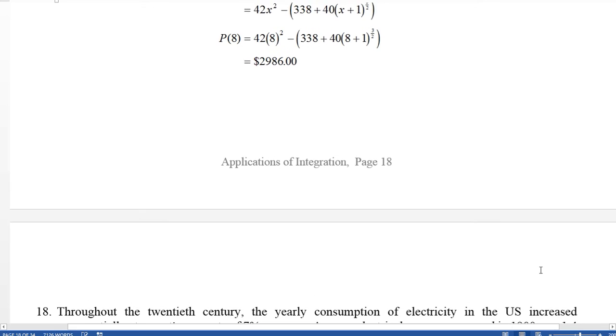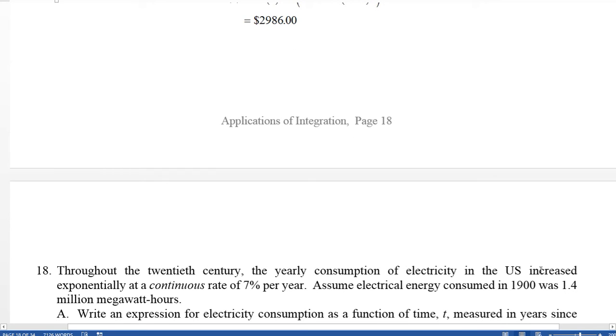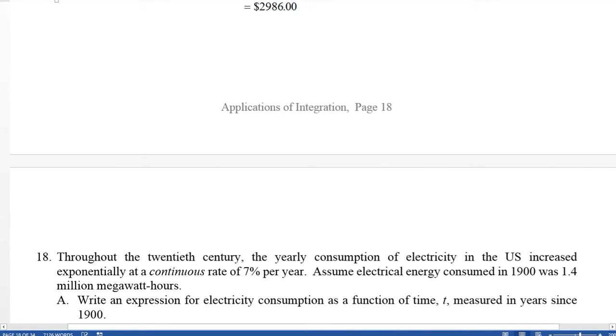Okay, let's do another one here. Throughout the 20th century, the yearly consumption of electricity in the U.S. increased exponentially at a continuous rate of 7% per year, or at least it can be modeled by that. Assuming electrical energy consumed in 1900 was 1.4 million megawatt hours. First of all, write an expression for electricity consumption as a function of time t measured in years since 1900. See if you can do that one first.